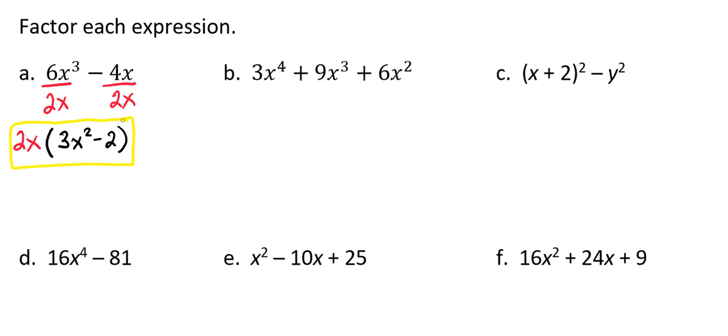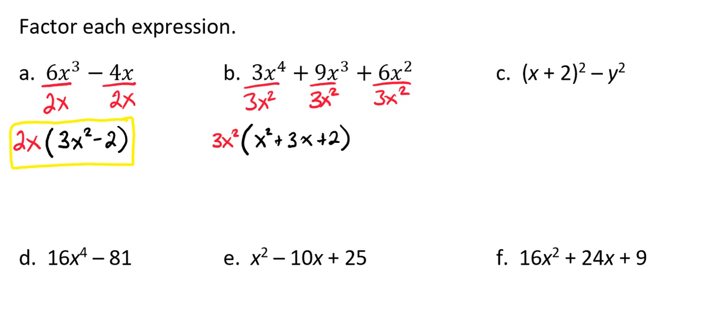Let's take a look at letter B. We have 3x to the fourth plus 9x to the third plus 6x squared. So we want to take out anything that all the terms have in common. In this case, they all have a 3x squared in common. So we're going to take out a 3x squared, which is going to leave us with x squared plus 3x plus 2.